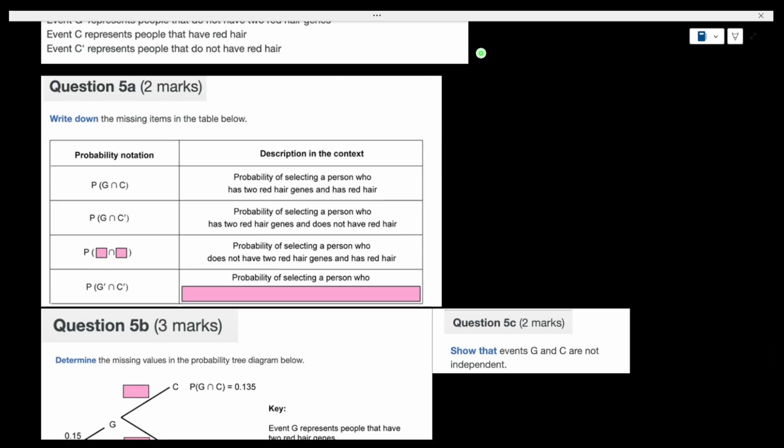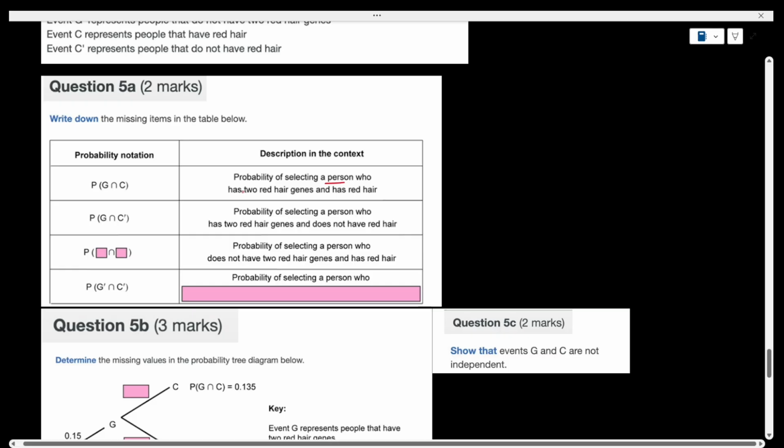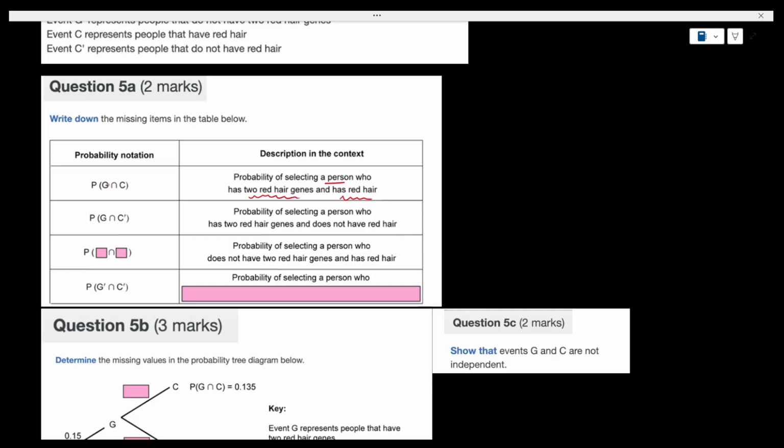The first question says, what is given here? G intersection C: the probability of selecting a person who has two red hair genes and has red hair. So this is the intersection, meaning it's a common part, and a rule will be there. Then G intersection C complement means the probability of selecting a person who has two red hair genes and does not have red hair. So what will come here if they are asking for the probability of selecting a person who does not have two red hair genes?